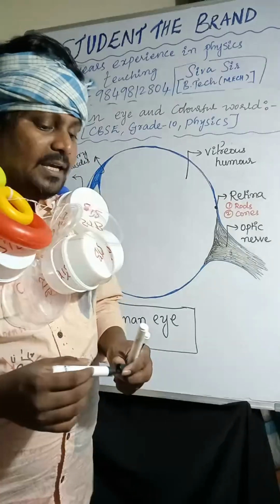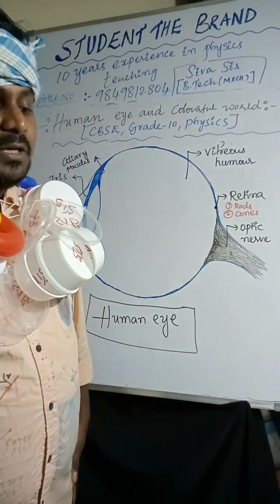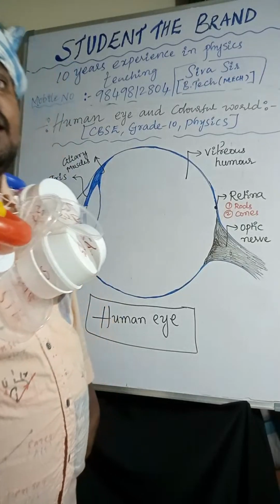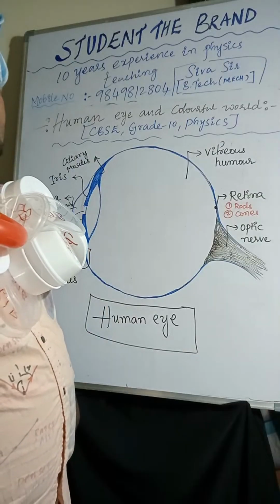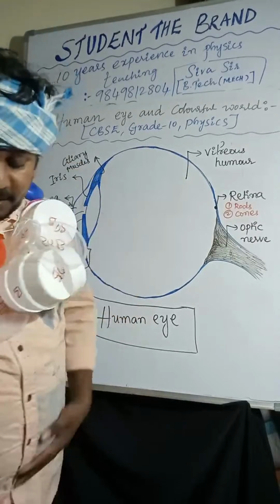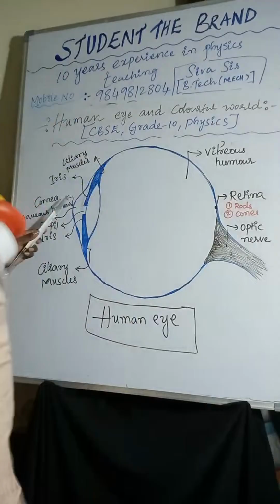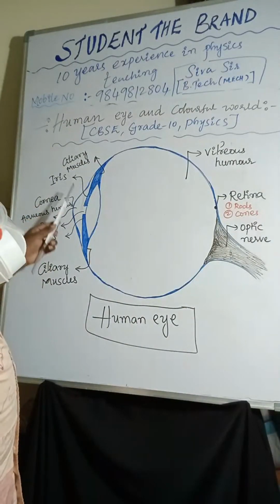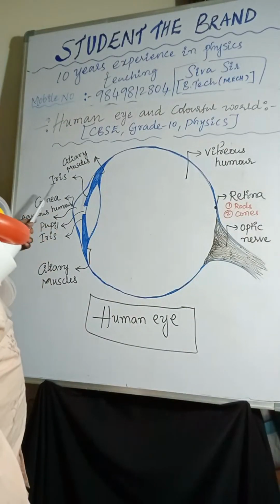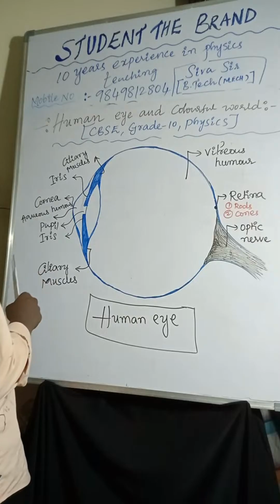Now you can observe human eye parts and function. The front portion is the cornea. The front portion is the protective layer of the eye. Most of the refraction takes place at this part.